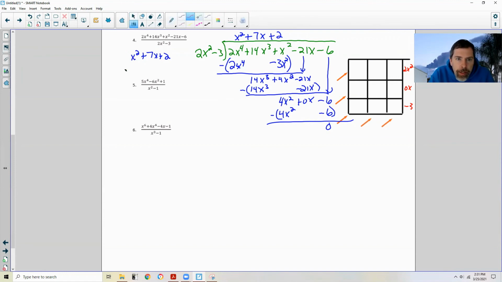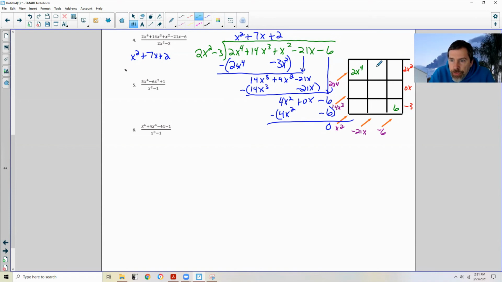Okay, and the first term was 2x to the fourth. So therefore, this is 2x to the fourth. And continuing around, I have 14x cubed. This will go here. Okay, and then I have x squared. This will go here. And that's, hopefully you can see this with this color coding, negative 21x. And finally, minus 6 here. So that minus 6 is going to go there. We always know our corners.